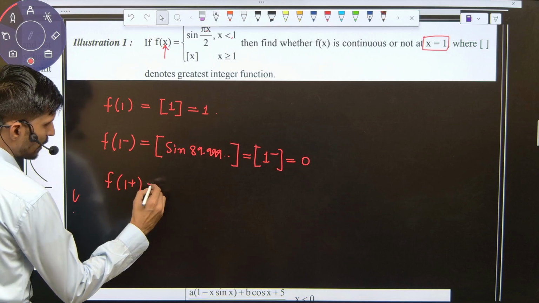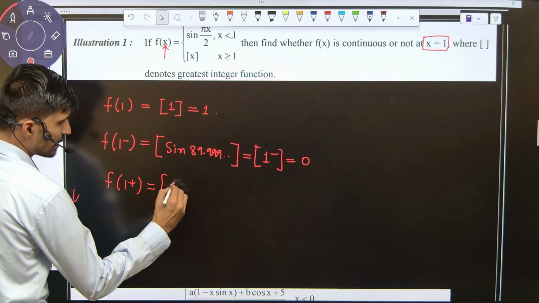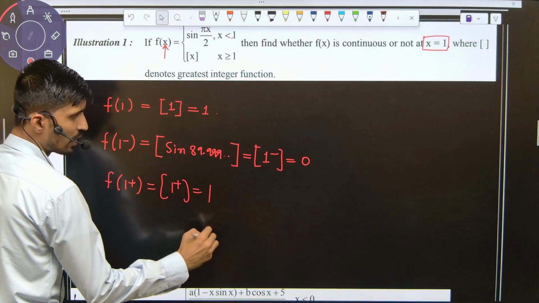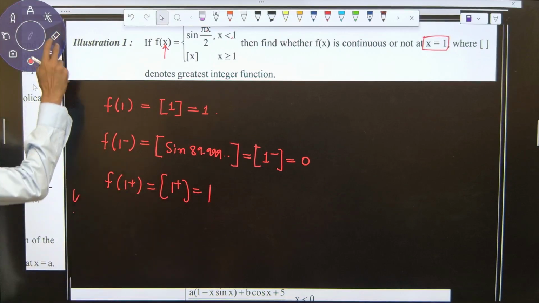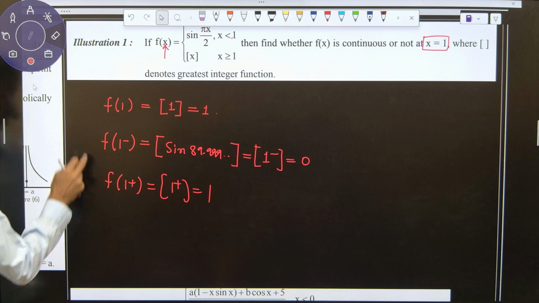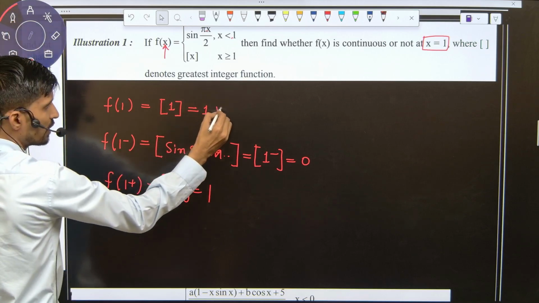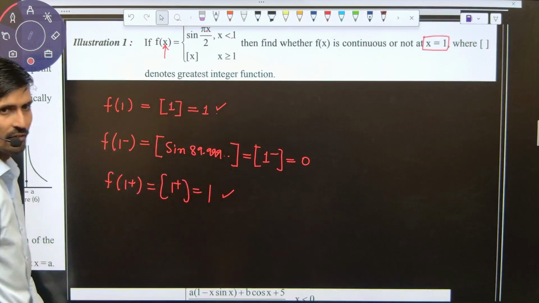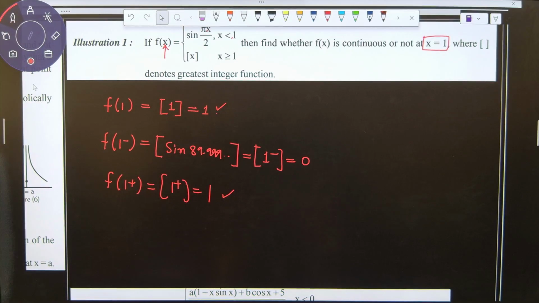What will be f of 1 plus? Greatest integer 1 plus is 1. So it is right hand continuity or left continuity? Yes, because f of 1 and f of 1 plus are equal. Right continuity is present, left continuity is not present. Overall function is discontinuous.